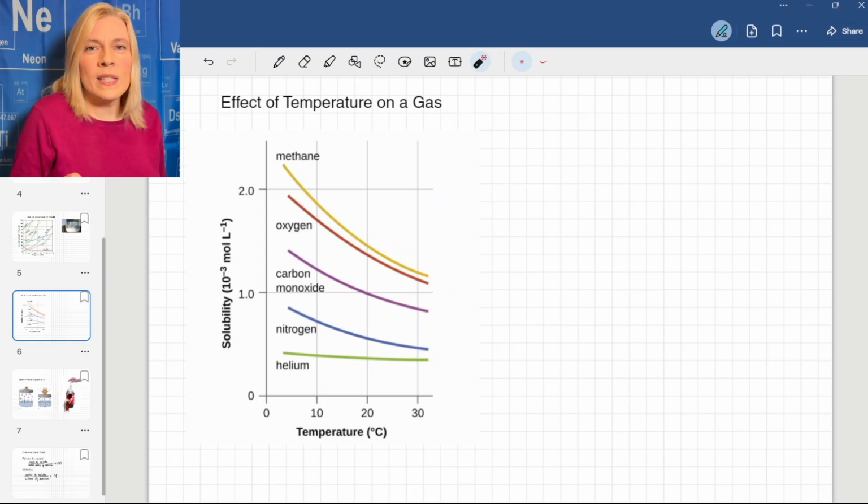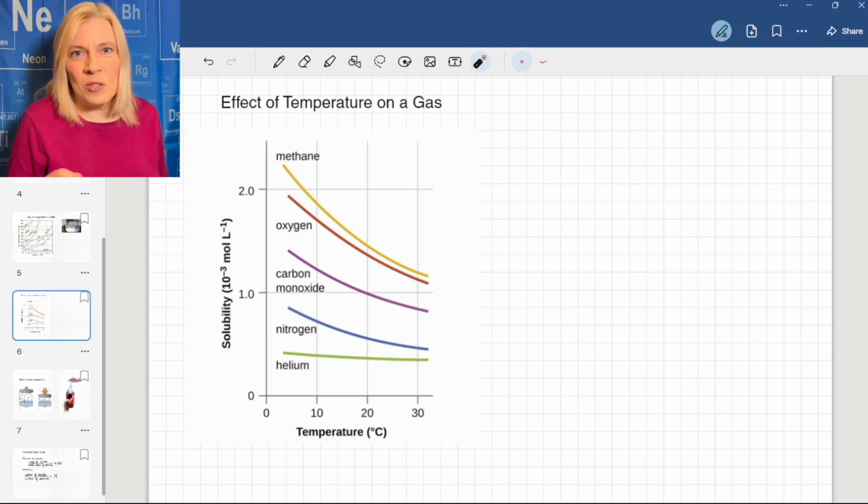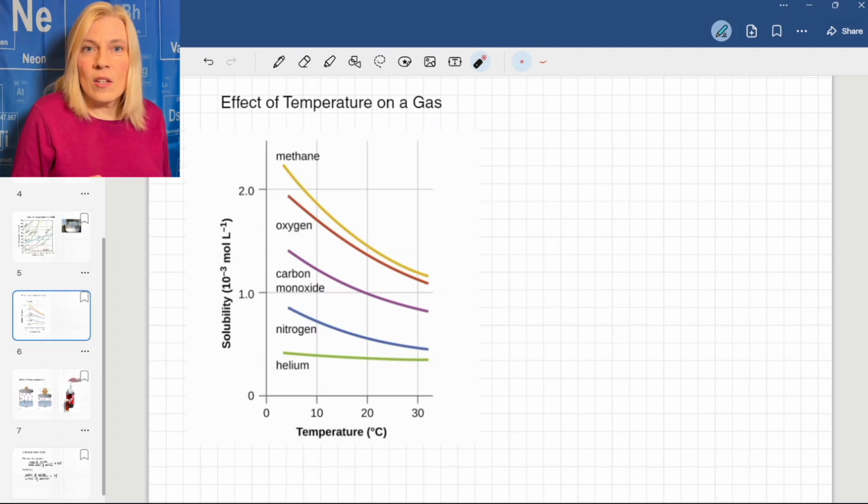Nature usually compensates by growing green plants that, by photosynthesis, produce oxygen, but that's too much for this lecture. So, quickly, the effect of temperature on gas: as temperature increases, solubility of gas decreases.